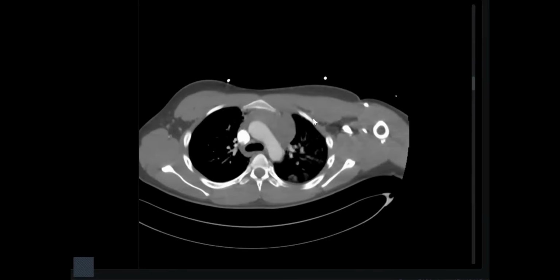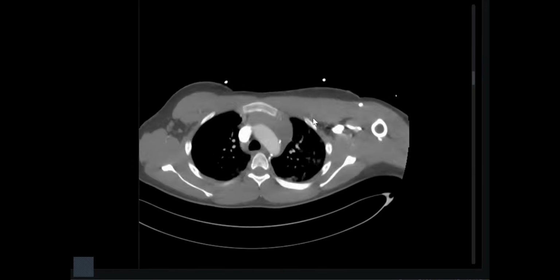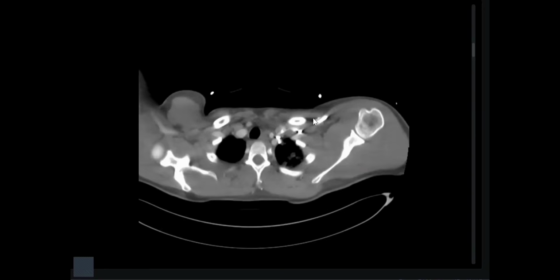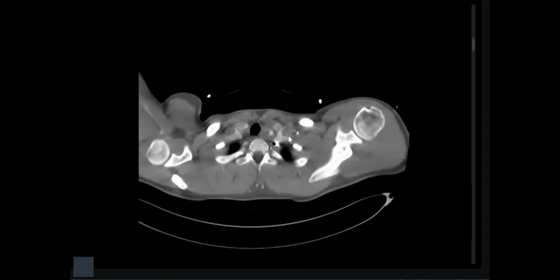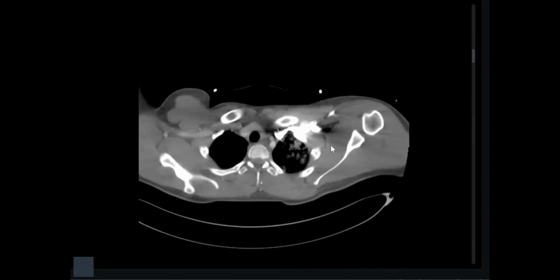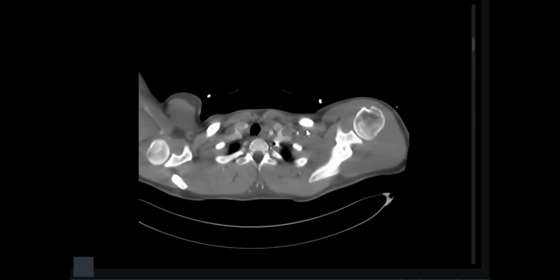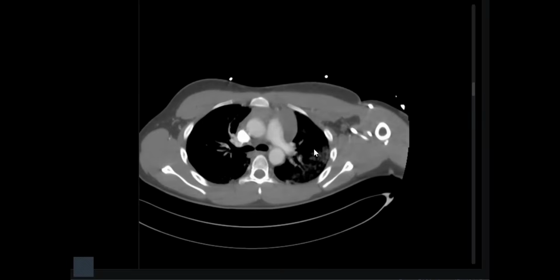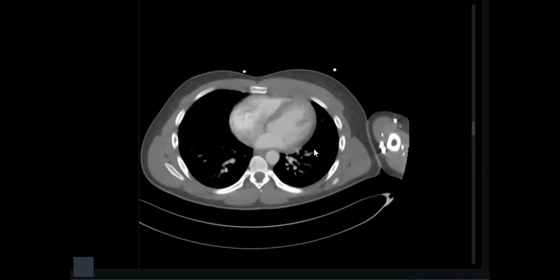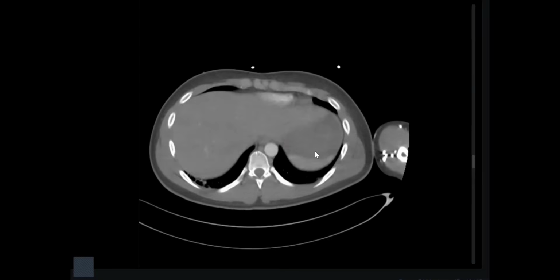Looking at the veins, SVC is intact. Looking at the brachiocephalic, it is intact. In this area there is some filling defect; I am not sure at this point. Ignore it, it's symmetrical and bilateral. It's due to the contrast. So now I'm looking for any other vascular injury.